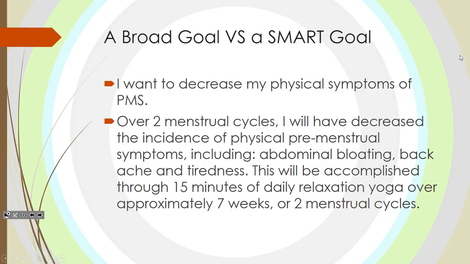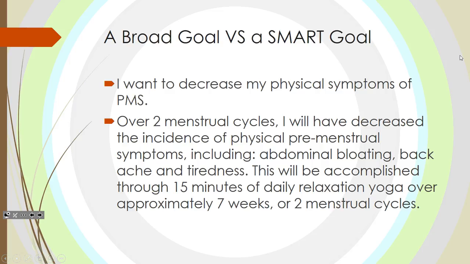So the SMART goal would be over 2 menstrual cycles. So it's putting a time frame on it there, it's measurable. I will have decreased the incidence of physical premenstrual symptoms, including bloating, backache, tiredness. This will be accomplished through 15 minutes of daily relaxation yoga over approximately 7 weeks or 2 menstrual cycles. So this person every day is going to do 15 minutes of relaxing yoga, and then they're going to measure. Maybe they're going to make their own checklist or rate daily, 0 to 10: how bloated am I feeling? Am I having any back pain? So they'll develop some kind of way to measure it, but this is a SMART goal.